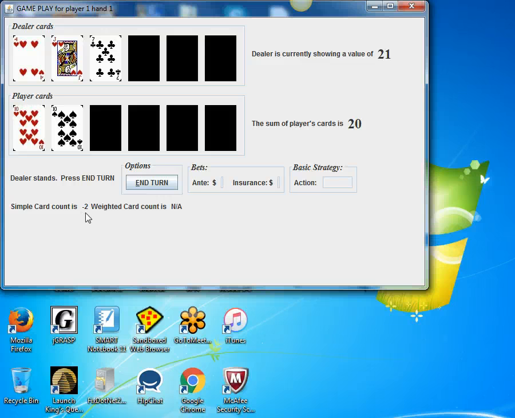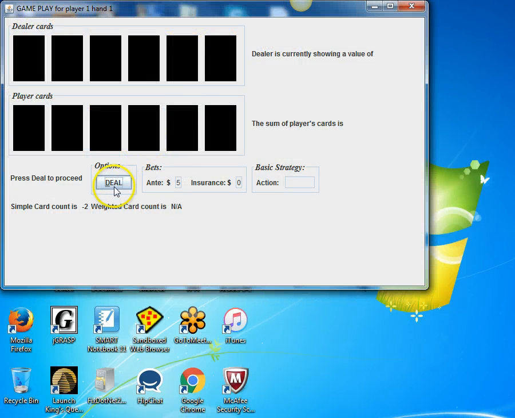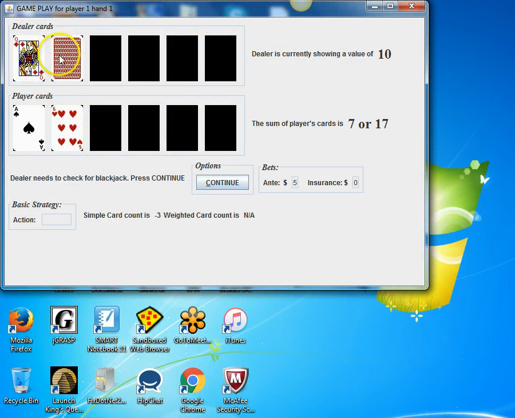Whenever the count is 0 or negative, at least in books that I've read, you're supposed to just stay at minimum bet. So it doesn't really make sense to compute the weighted card count here, so I just say not applicable, since this number is going to be negative anyway. So when the count is 0 or negative, you just bet your minimum bet. So let's keep it at 5, and let's see if we can get this count to a positive.